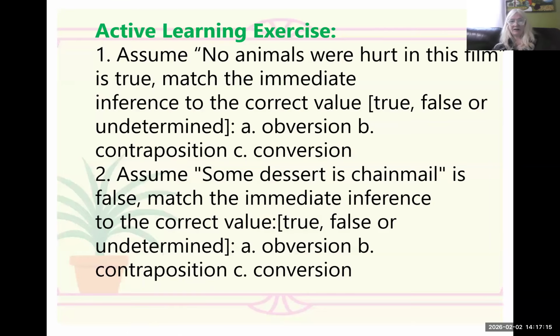So your last active learning exercise: assume "no animals were hurt in this film" is true. Match the immediate inference to the correct value, true, false, or undetermined, for obversion, contraposition, and conversion. Again, on the sentence "no animals were hurt in this film." Next, assume "some dessert is chainmail" is false. Match the immediate inference to the correct value, true, false, or undetermined. So first you want to obvert "some dessert is chainmail," then contrapose it, then convert it and see what the values are.